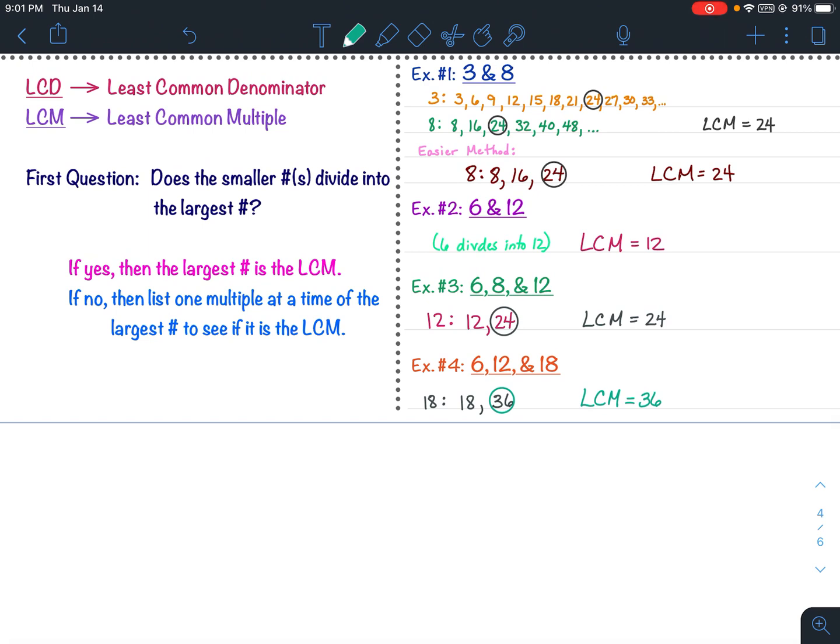Okay, if you have any questions on finding your least common denominator or your least common multiple, please let me know.